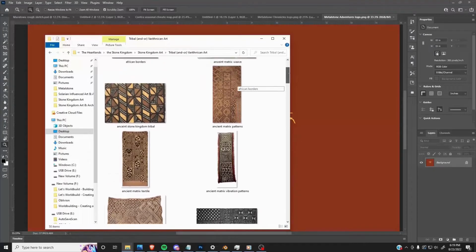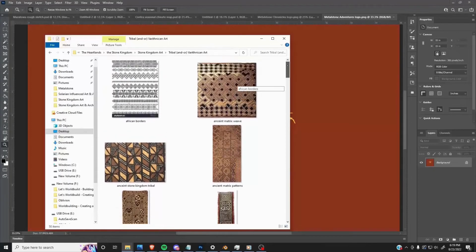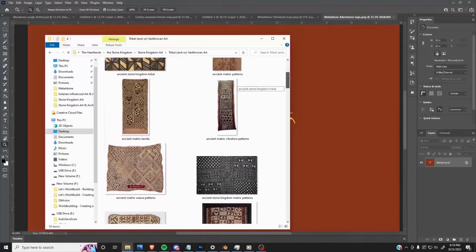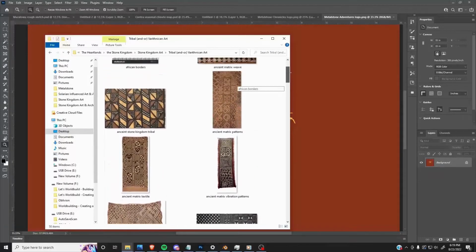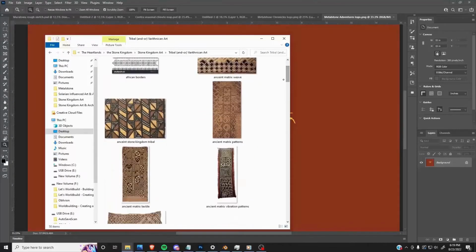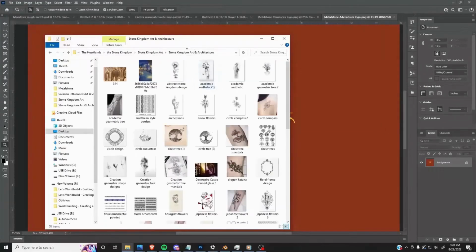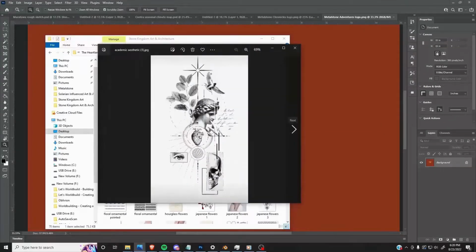And maybe you could find these rocks in this region that have these patterns painted on them. And I think that would give it a sense of ancient history that I'm trying to go for with part of this kingdom. So going back to our actual Stone Kingdom art and architecture that comes from the culture, I like how some of these have this academic aesthetic to it.